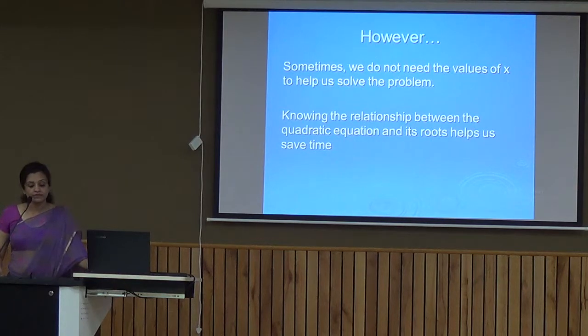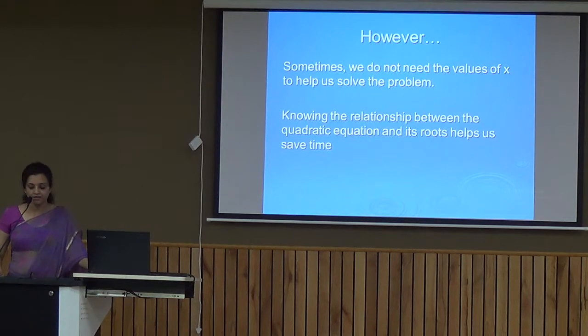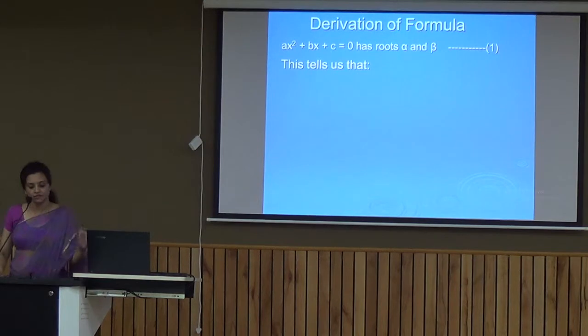However, sometimes we do not need the values of x to help us solve the problem. Knowing the relationship between the quadratic equation, let's go back and see the last thing, x squared minus 5x plus 6 equal to 0, and its roots helps us save a lot of time. How? Let's see that. Derivation of the formula.